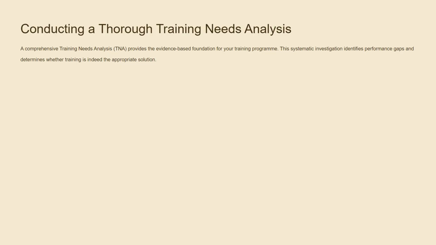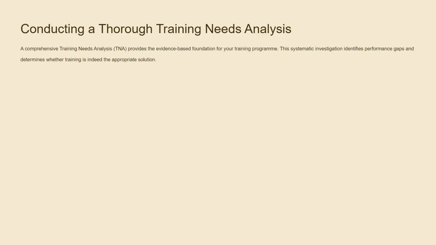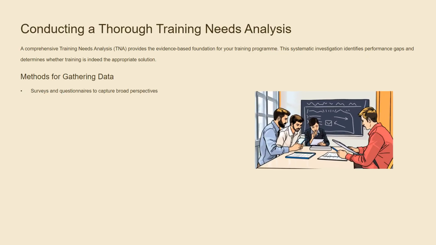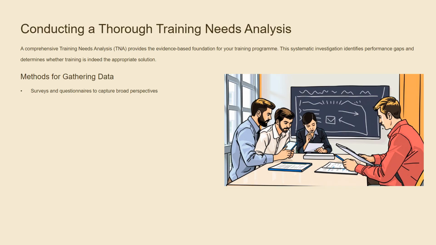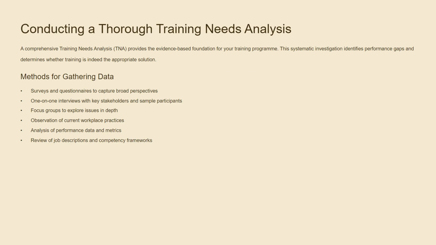A comprehensive training needs analysis, TNA, provides the evidence-based foundation for your training program. This systematic investigation identifies performance gaps and determines whether training is indeed the appropriate solution. Methods for gathering data: surveys and questionnaires to capture broad perspectives; one-on-one interviews with key stakeholders and sample participants; focus groups to explore issues in depth; observation of current workplace practices; analysis of performance data and metrics; review of job descriptions and competency frameworks.